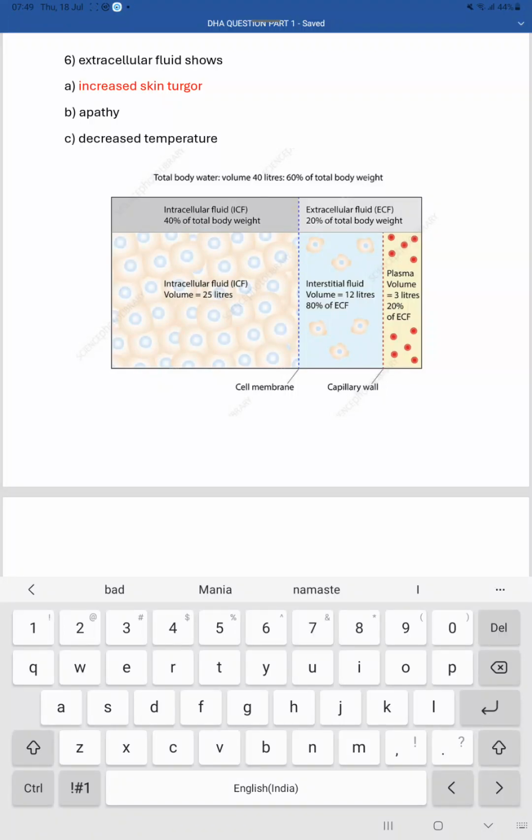Hi, we'll continue some of the questions which are asked in the DHA Prometric exam for the Ayurveda practitioners. We'll continue the question discussion.